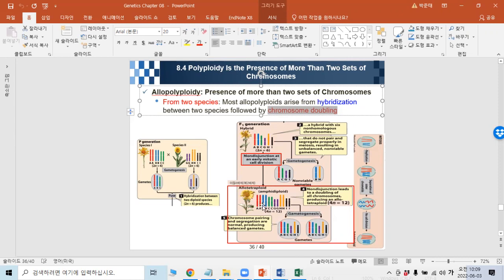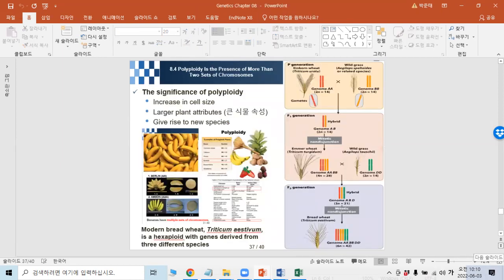Allotetraploid: tetra means 4, 4n is 12. Two species each contribute 2n equals 6, so they made the allotetraploid, 4n equals 12. Hybridization happened between the two species, then non-disjunction happened, then chromosome doubling happened, so they make 4n equals 12. This is what we call allopolyploidy.